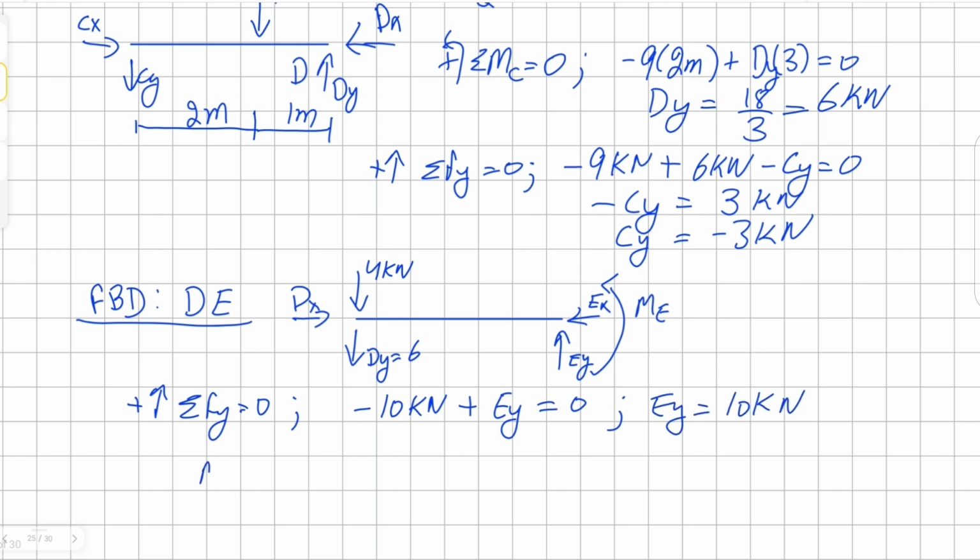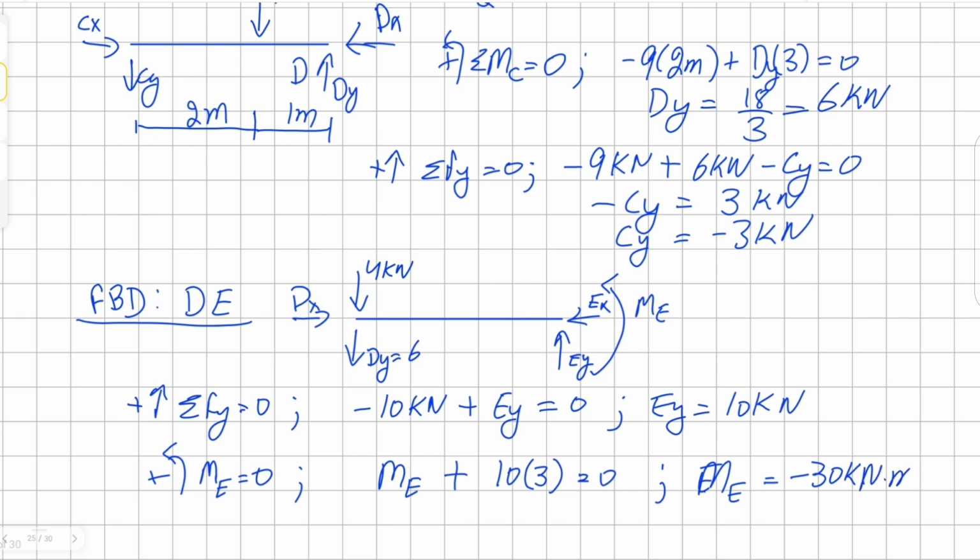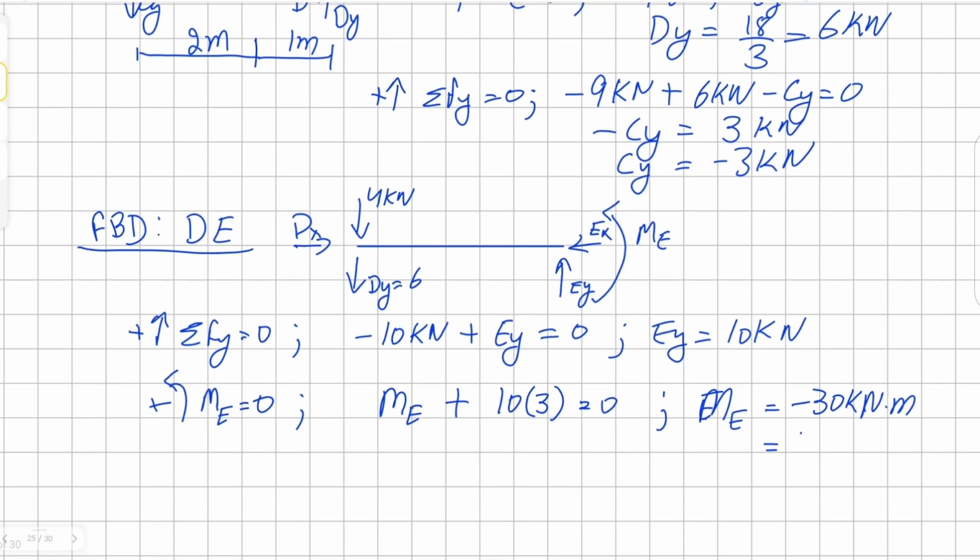And then to get the moment about the point E, we need to sum the moments about the point E. We're going to have moment E, and then we have positive because it's counterclockwise 10 kilonewton, and this reaction is 3 meters away, all equals to 0. Solving for moment, we get moment at E equals to negative 30 kilonewton meter, or it could be said 30 kilonewton meter clockwise.